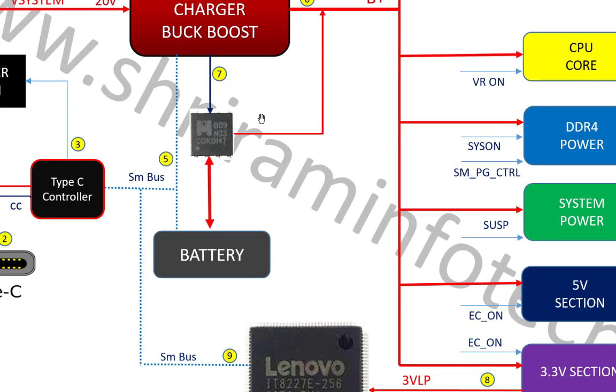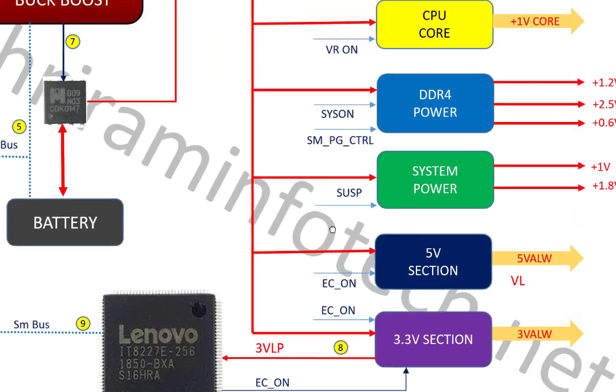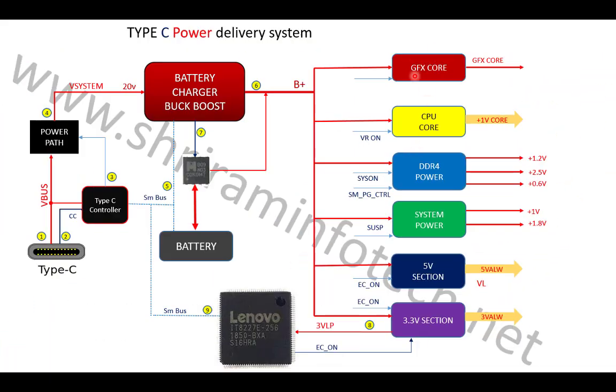Okay, and here are the MOSFETs, and here is my battery, and at the bottom is the SIO, IT8227. Then here are the different buck converter outputs. Here is the 3.3 volt section, then the 5 volt section, then the system power supply with 1 volt and 1.8 volt, which goes to the PCH, and then the DDR4 voltages, that is 1.2, 2.5 and 0.6, and then the CPU core, and then the graphics core.